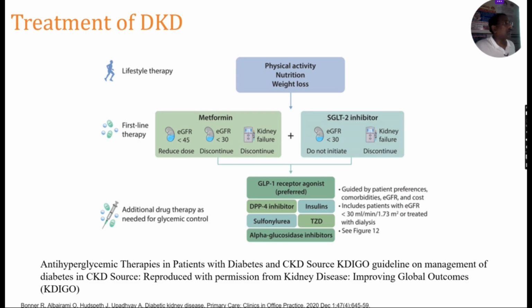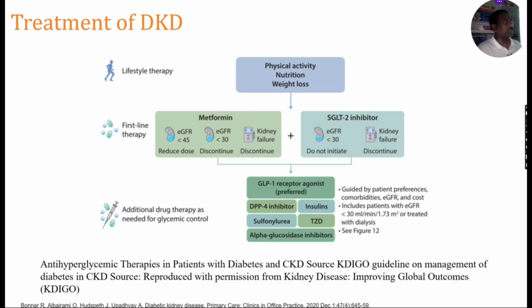DPP-4 inhibitors, all the DPP-4 inhibitors can be used in CKD, and linagliptin and teneligliptin you need not change the doses, whereas the other gliptins you have to reduce the dose. Nowadays we are not using teneligliptin because it's not cardioprotective, it causes QTc prolongation. So the only DPP-4 inhibitor where no dosage adjustment is required in CKD is linagliptin. If you want to use sitagliptin, you have to reduce the dose.